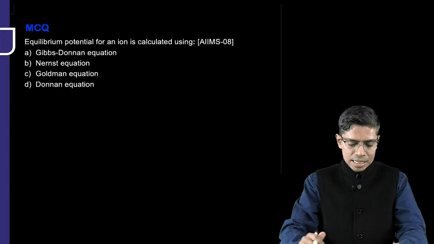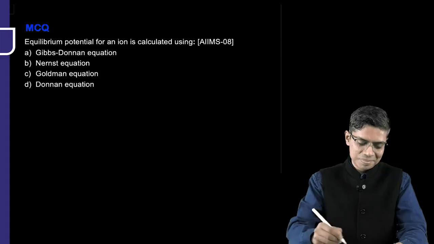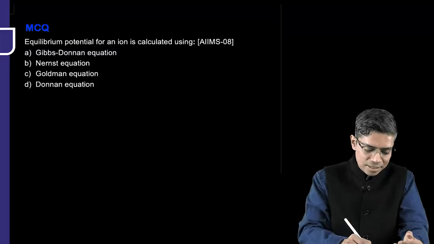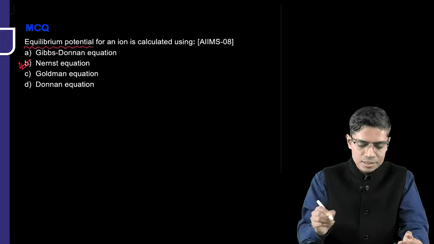So the first MCQ: equilibrium potential of an ion is calculated using, this is a very simple question. Equilibrium potential is calculated by the Nernst equation, right? Equilibrium potential is calculated by the Nernst equation.